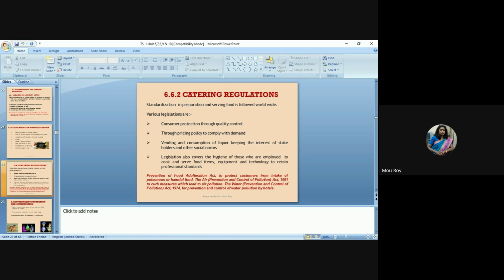Besides that, there is the Water Pollution Control Board, which takes care of the prevention and control of water pollution by hotels and so on. Environmental regulations are also there, which I haven't mentioned here.